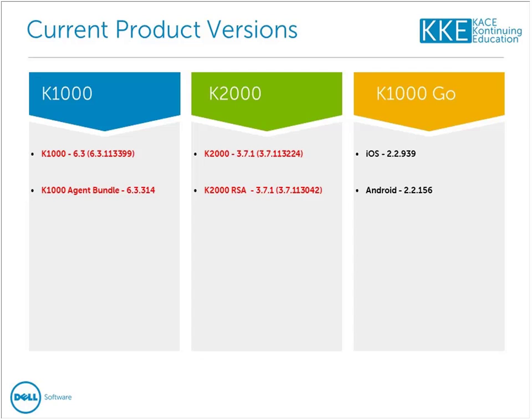We have an RSA version there as well. And then our K1000 Go mobile app, we generally don't put that in red because that'll be red all the time. But you can go ahead and get the free Go mobile app from the Apple App Store or Google Play Store and connect into your K1000 and get your service desk tickets, your inventory, all sorts of neat information about your devices and so on.